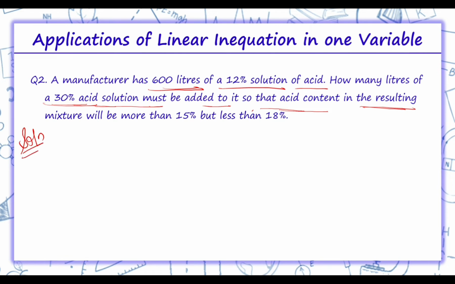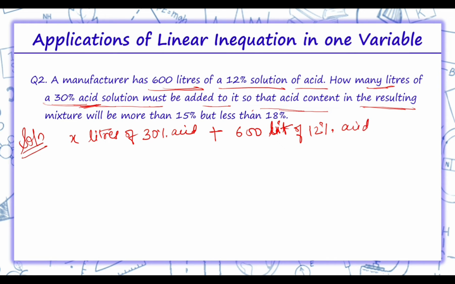So over here, they asked how many liters of 30% acid solution, so we'll assume x liters of 30% acid solution is added to 600 liters of 12% acid. So the total quantity of the mixture now is 600 plus x.